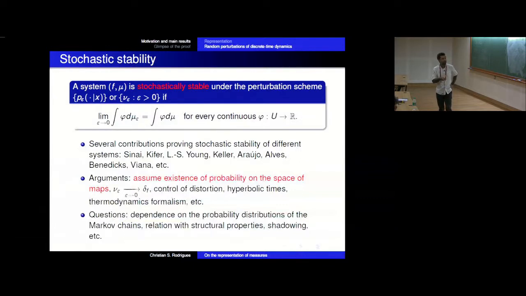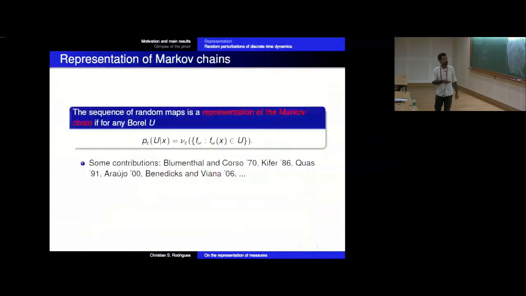unperturbed dynamics. And then there are several questions that are somehow interesting, but so far they are not answered in many contexts. For example, the dependence of the stochastic stability or ergodic properties of these systems on the distribution of the probability of the Markov chains, or the relation to structural stability, for example, in terms of shadowing, and so on. So in this context, what we mean by representation of measure, what I wrote in the beginning as a very abstract setting, is the following.